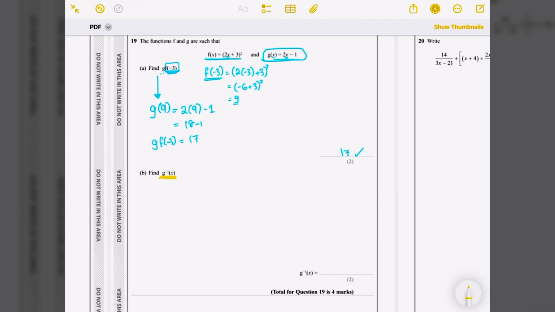Find g minus 1 of x. This is the inverse. So here's my original, g of x equals 2x minus 1. What we want to do is the opposite of everything that's happening. So let's just pretend that this is y equals 2x minus 1, and then rearrange that. So that becomes plus 1, so that's y plus 1 equals 2x, so divided by 2.